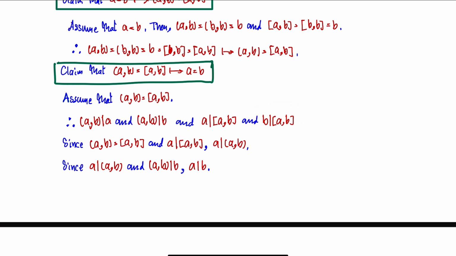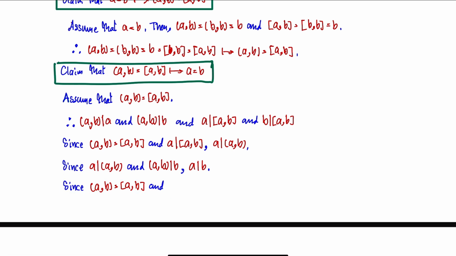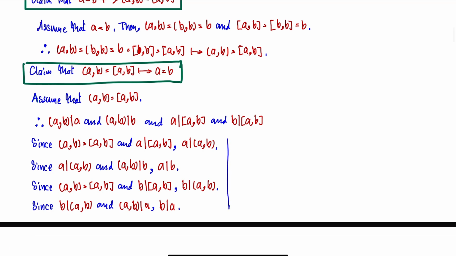Great. And then what next? Let's apply this. Since the greatest common divisor of A and B is equal to the least common multiple, and B divides the LCM, and the LCM is the greatest common divisor, that means B divides the greatest common divisor of A and B. And since the greatest common divisor of A and B divides A, by transitivity we have that B divides A.